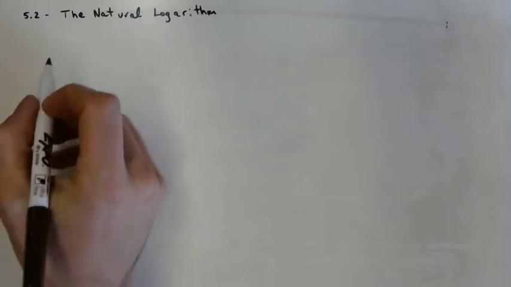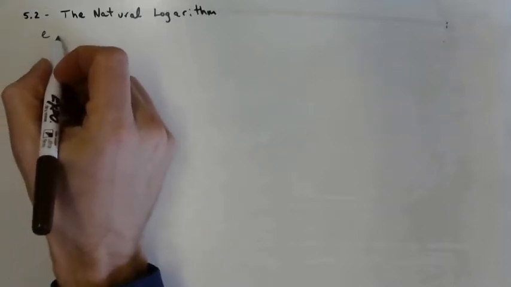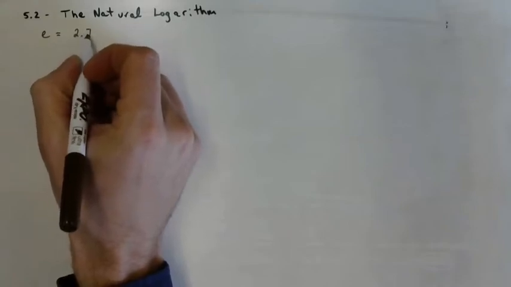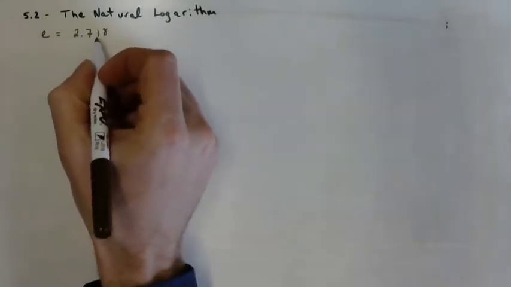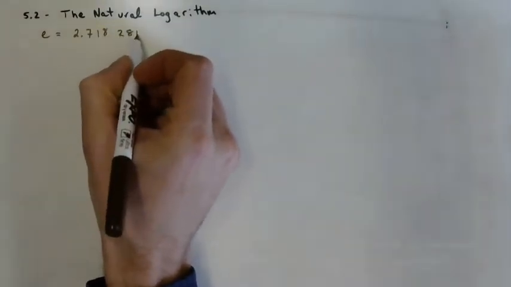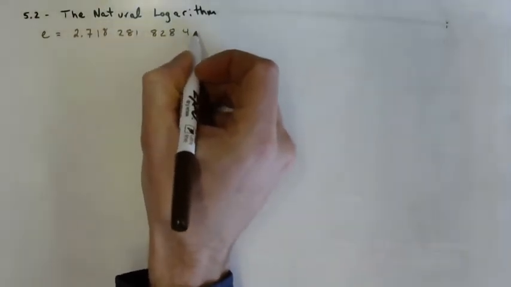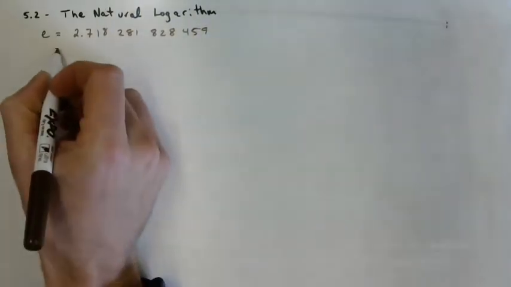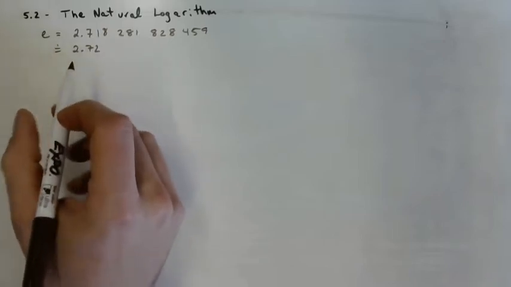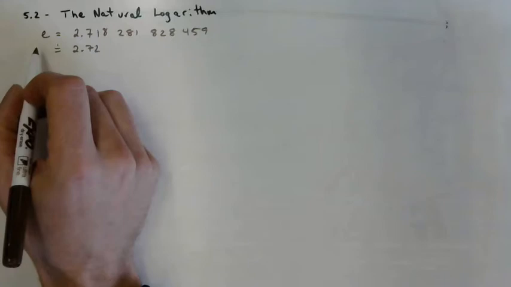Okay, in 5.1, we talked about the letter E, the number E, and said it was approximately 2.72. It is more accurately 2.718281828459, so yeah, approximately 2.72. That's good enough. And something interesting about E is that it cannot be the root of a polynomial equation that has integer coefficients.